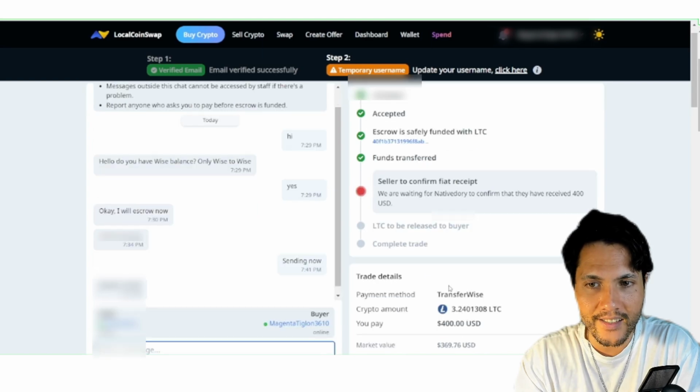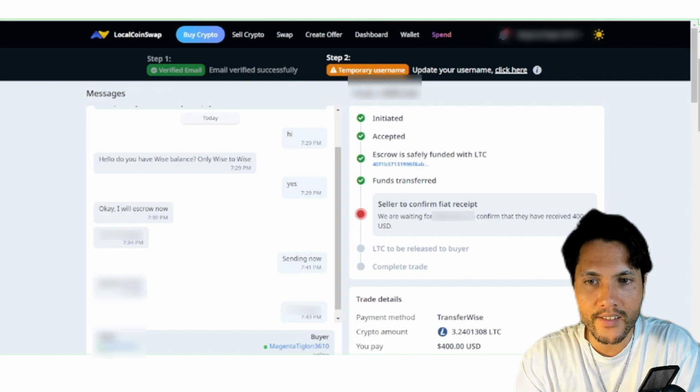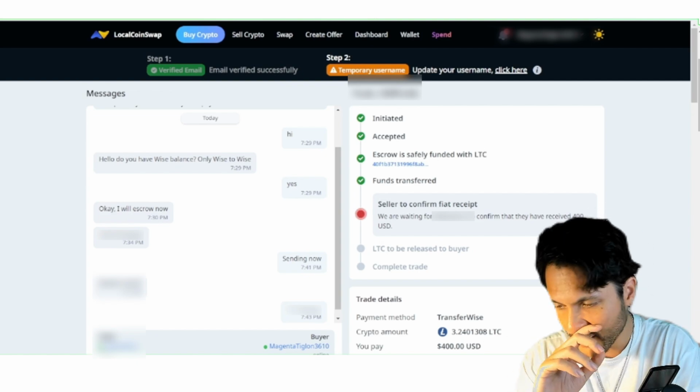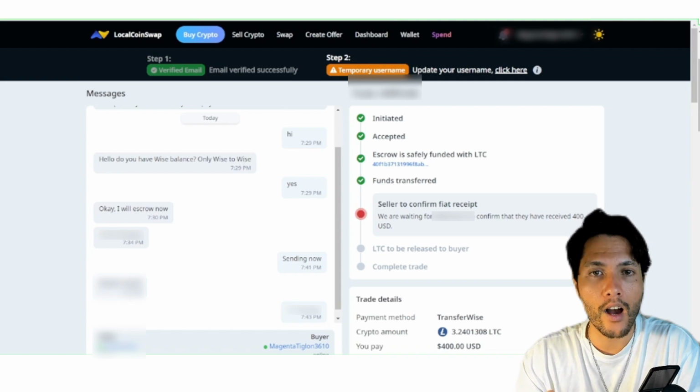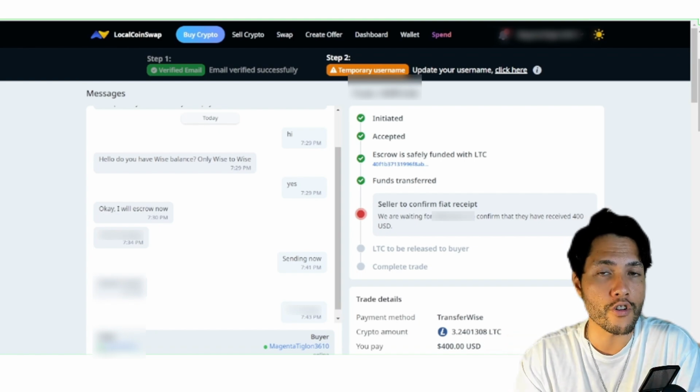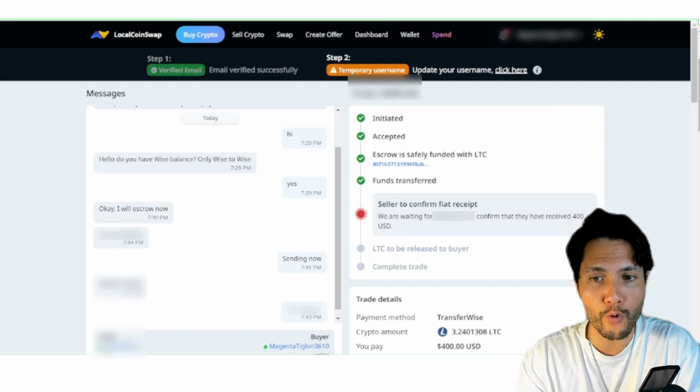So here he says send a name. Now, what does that mean? So in this case on TransferWise, he wants to know the name of the person that sent the funds. Now, some of you may not like this, and that's understandable, and if this is such a problem for you to give your name, then you probably shouldn't use TransferWise. You can use Revolut, you can use Payoneer.